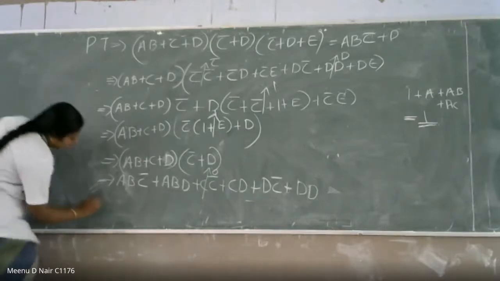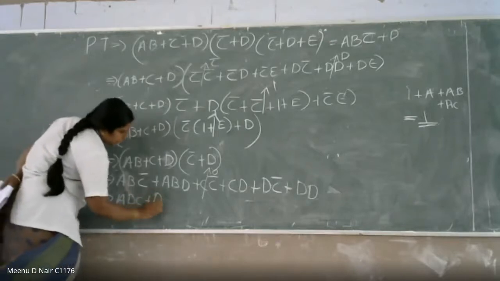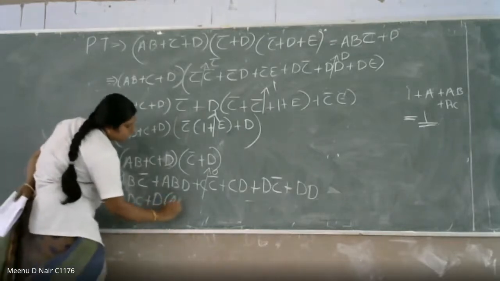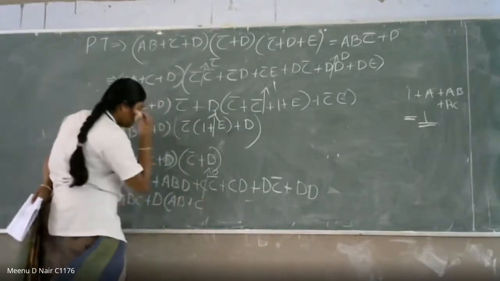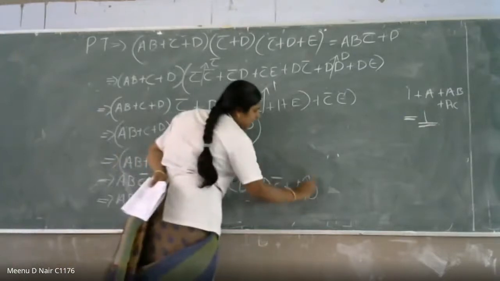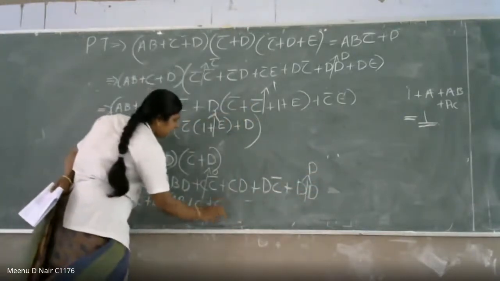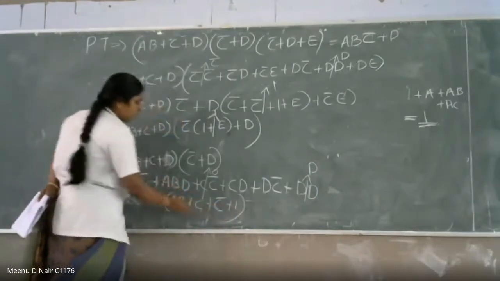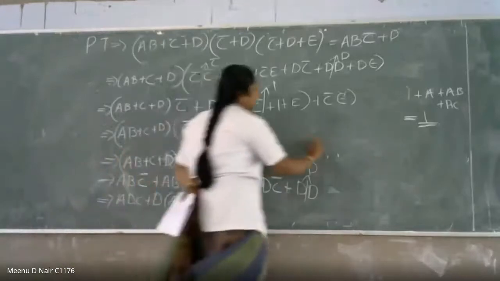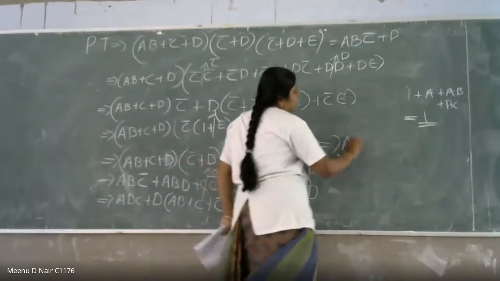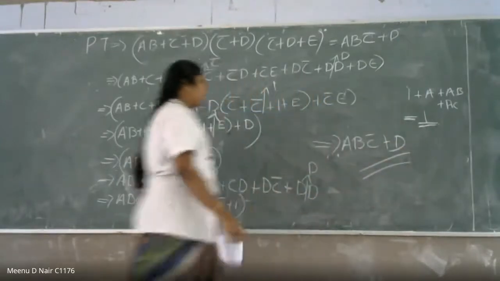Again, you can write it as ABC plus, you are taking D outside, AB plus C. D into D is nothing but D itself, right? D into D is equal to D itself plus C bar plus 1. Okay, so 1 plus anything is equal to 1 itself. So your answer will be ABC bar plus D.